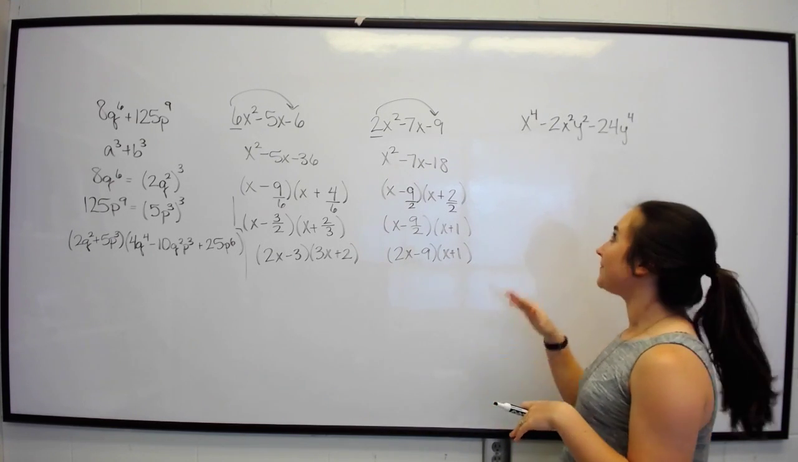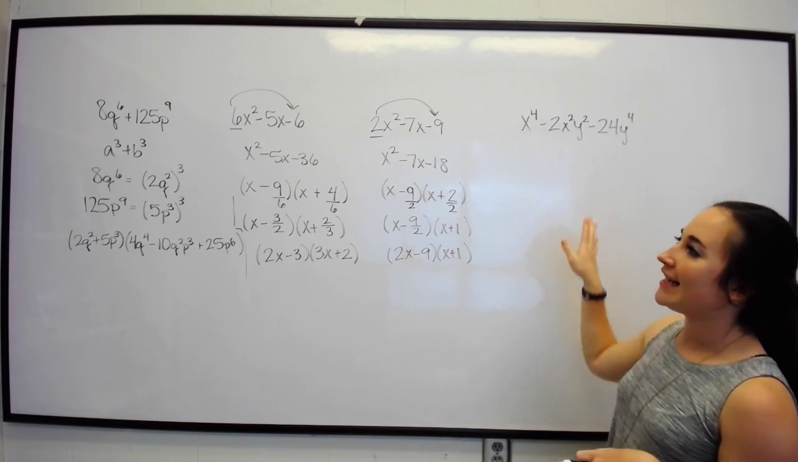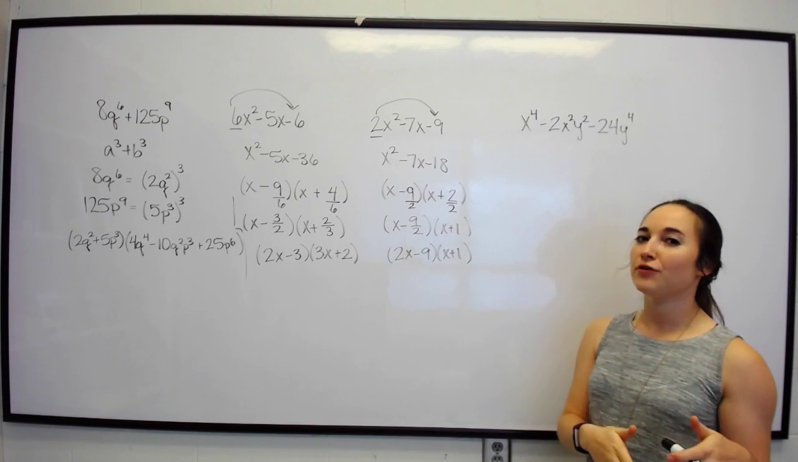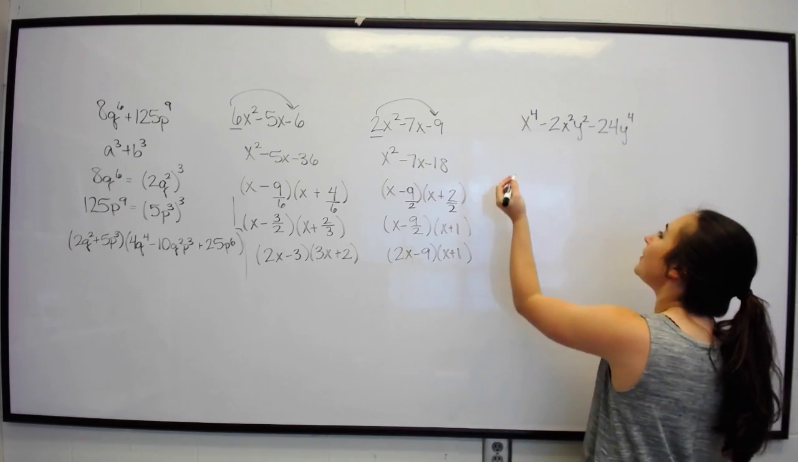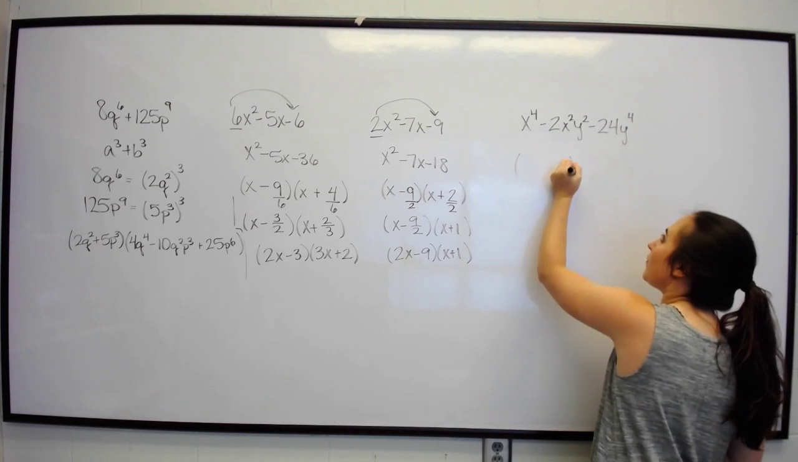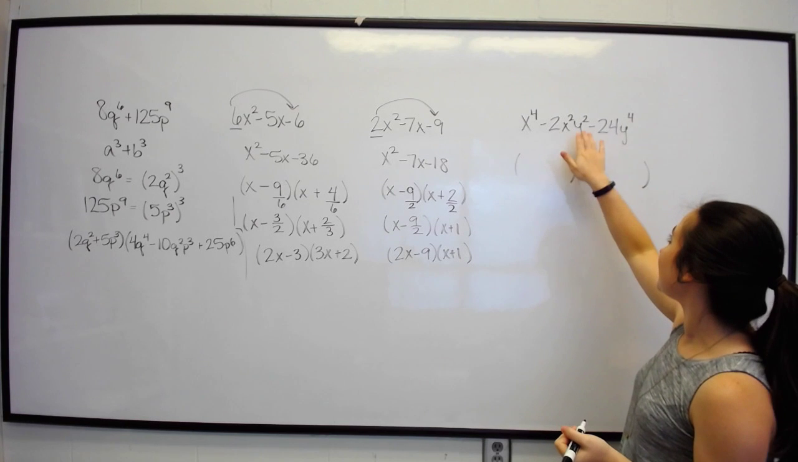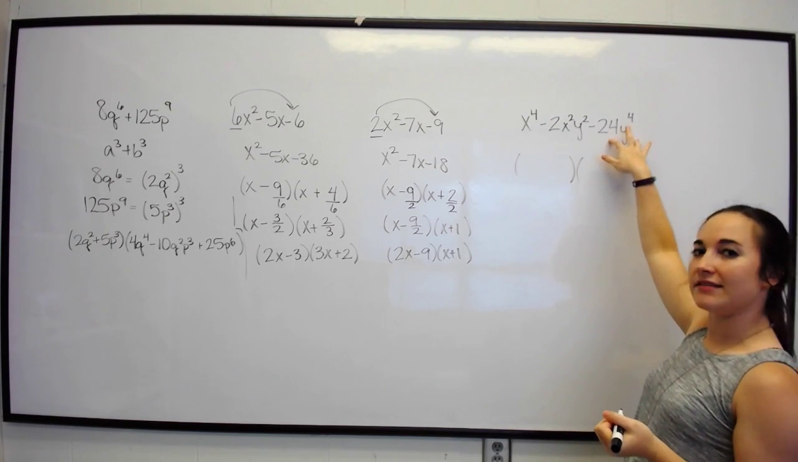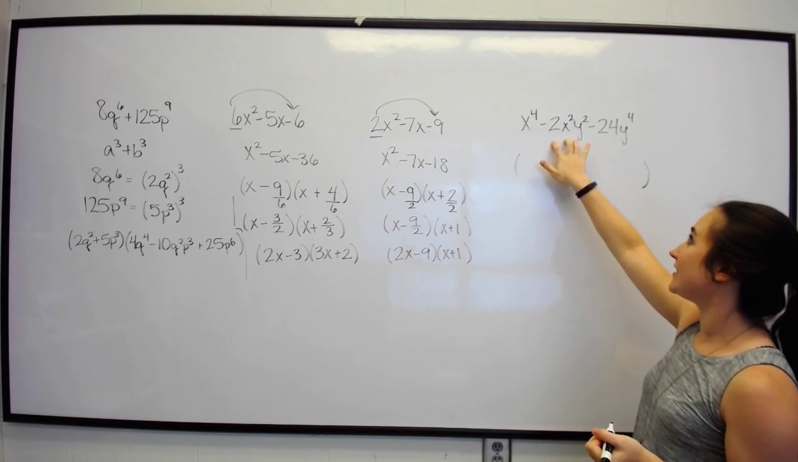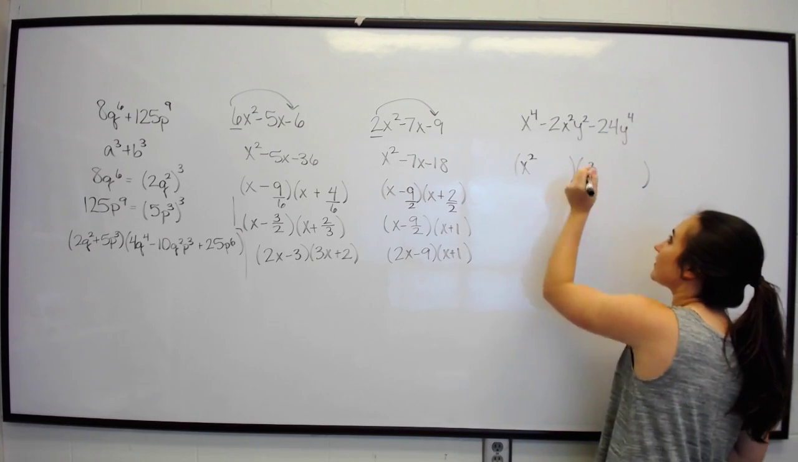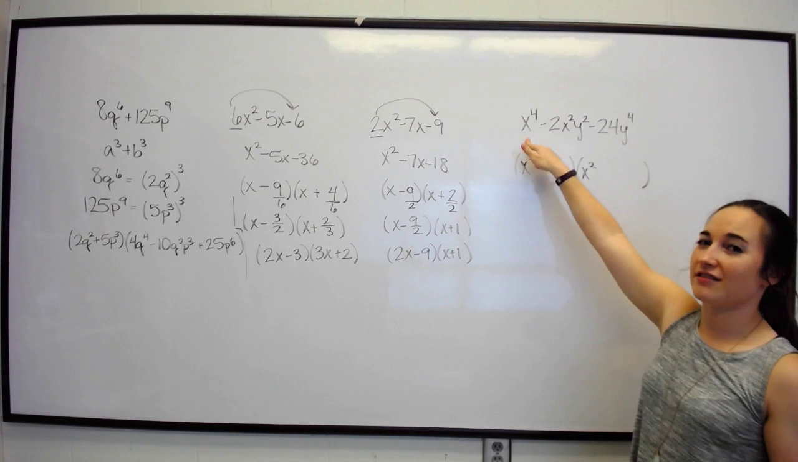Our last problem is something like this. It looks like a trinomial, but we're working with a fourth degree instead of a quadratic, but it will work the same way. So what we're doing here, we're still looking for a number that will multiply to give us this and add to give us this. So to start with, I know I need x squared and x squared in the front, because that's how I'll get x to the fourth.